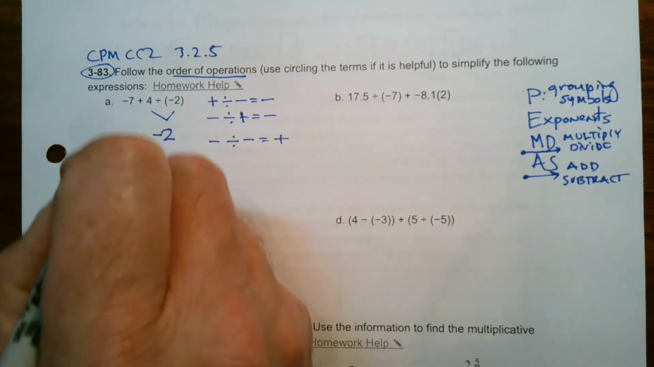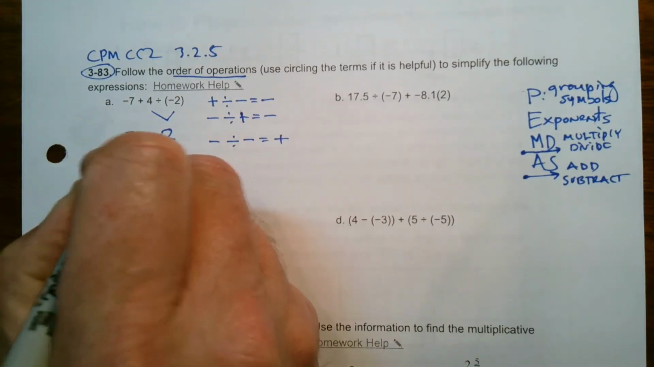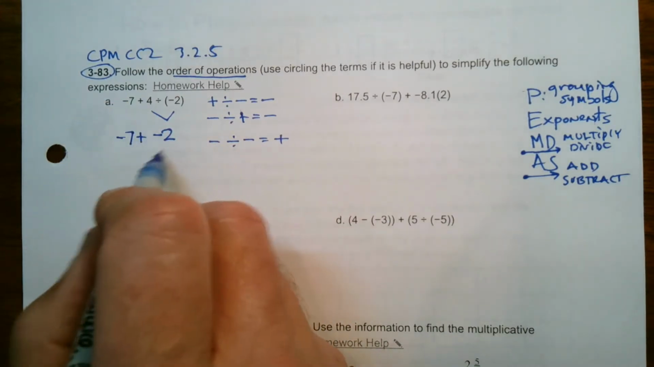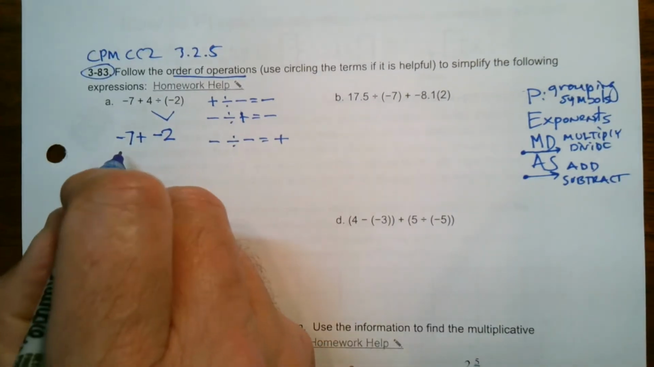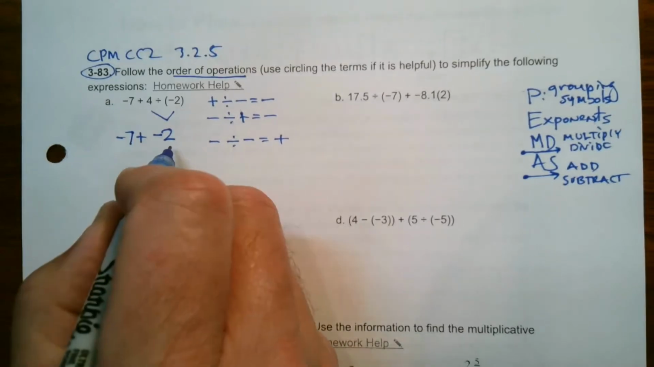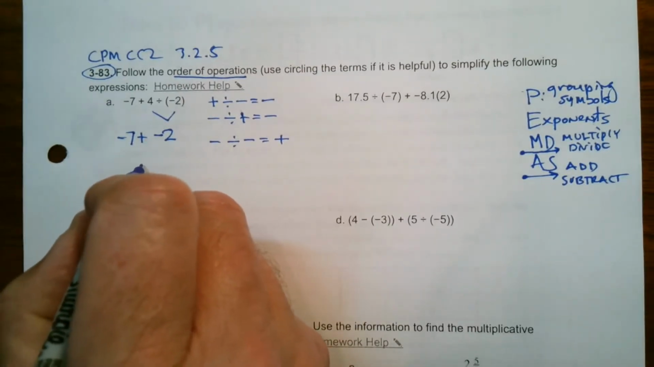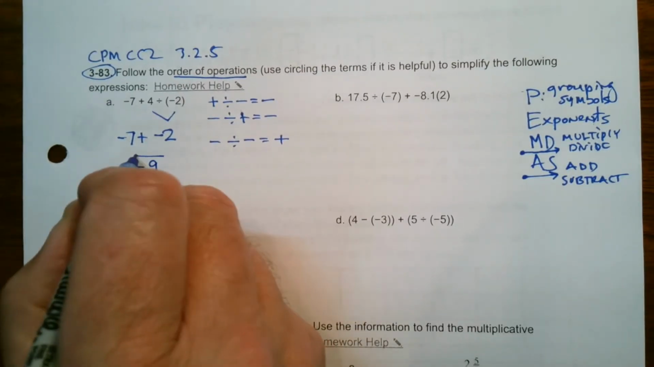Let me keep going. So then I still have this -7 plus -2. Now when I'm adding negatives, there's negatives upon negatives, and you're adding them together, so it stays negative as a -9.